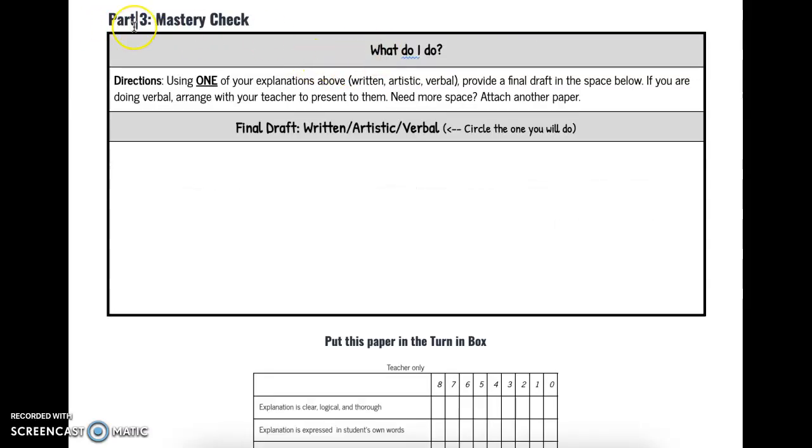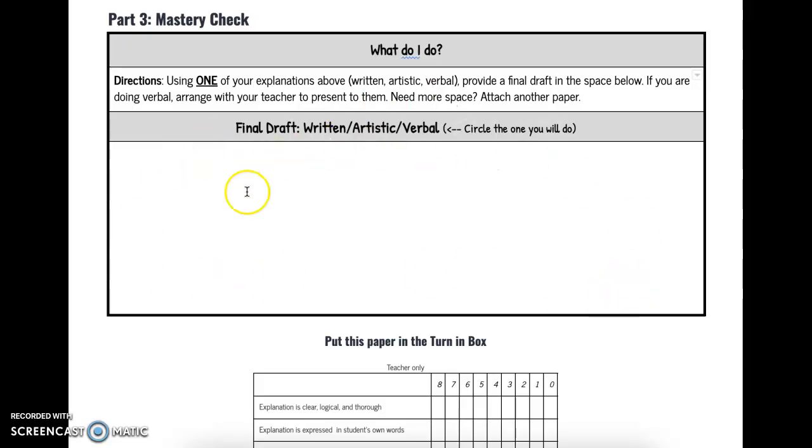All right, let's go to the last part of this video, which is part 3, the mastery check. The mastery check checks for your understanding of whatever the lesson was. In this case, the ATL skill, explaining your understanding. The directions say, using one of your explanations above, the written, the artistic, or the verbal, provide a final draft in the space below. If you are doing a verbal explanation, arrange with your teacher to present to them. If you need more space, feel free to attach any additional paper that is needed.